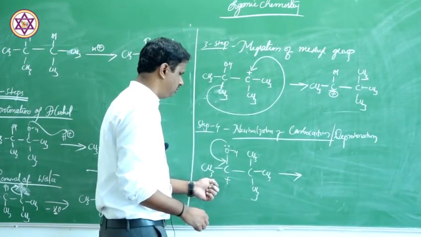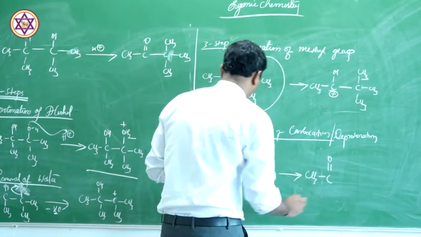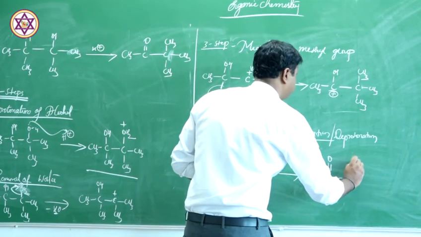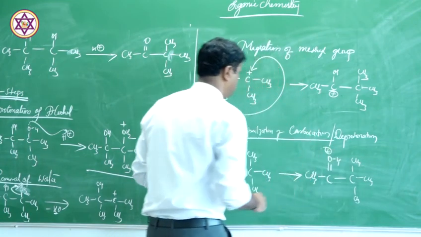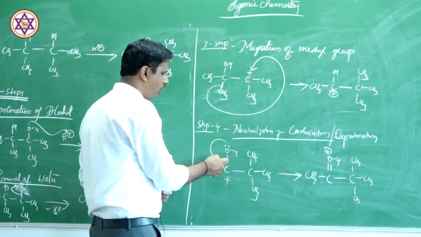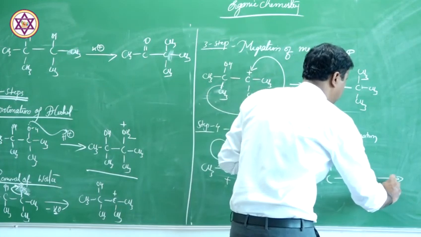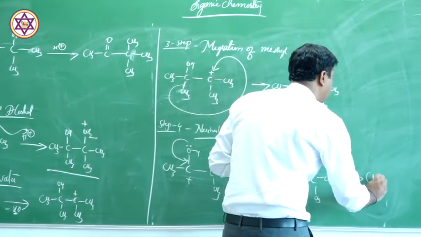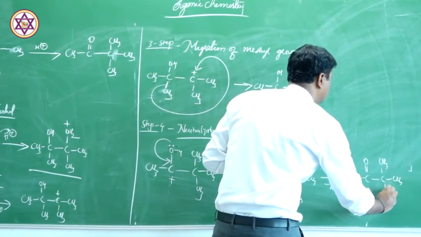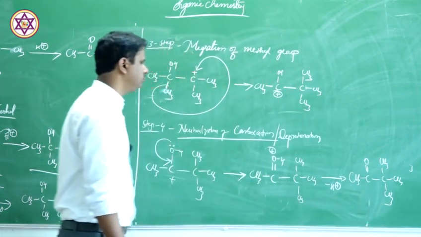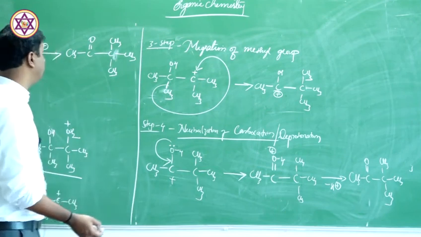Deprotonation. So what happens? It donates here, so you will get a compound like this, CH3, C double bond O, and you are going to get CH3, CH3, CH3 plus. Because H is here, a new pi bond is formed. Finally, deprotonation takes place, minus H plus. This H plus will go. You are going to get CH3, CO, C, CH3, CH3, CH3. So this is how we are trying to understand. We got the same product that we discussed.